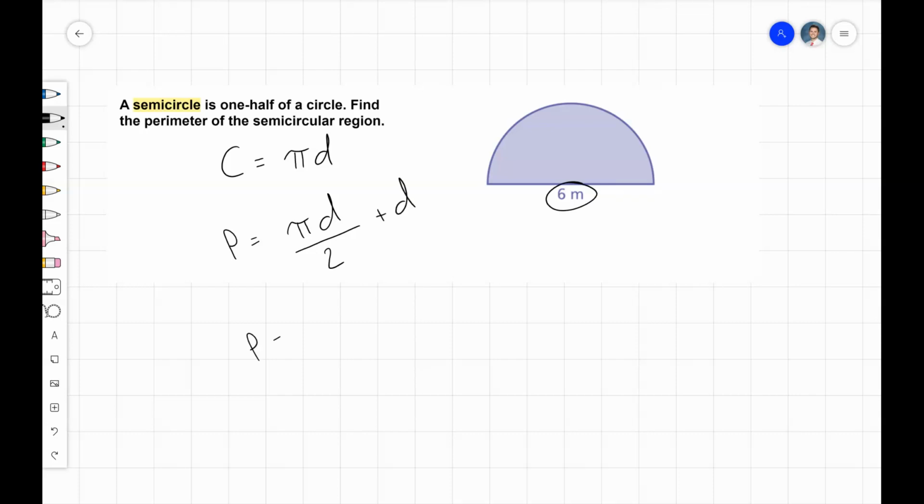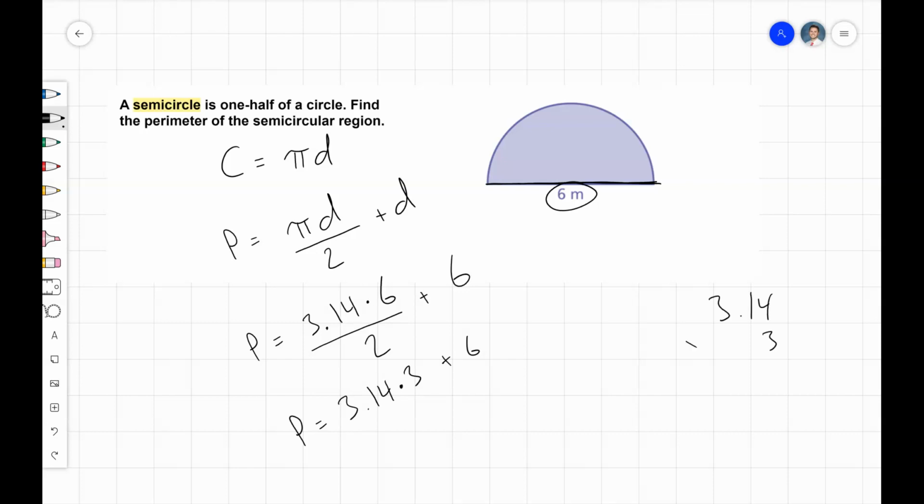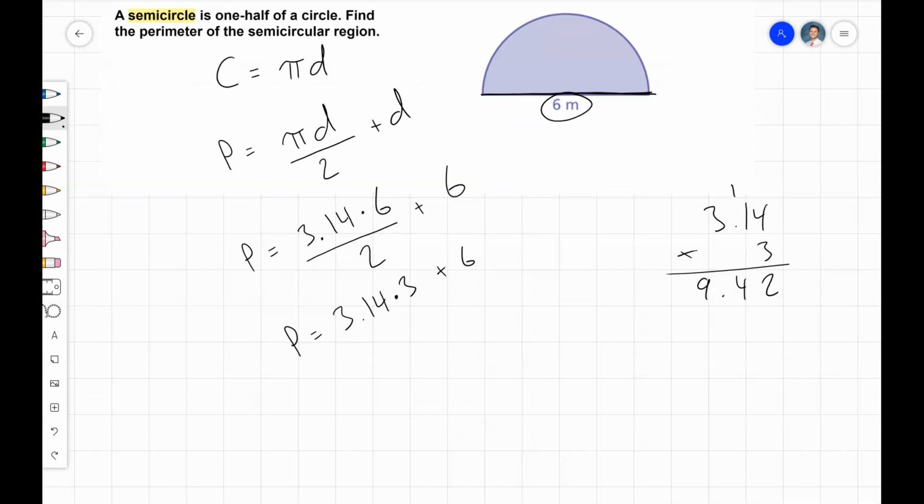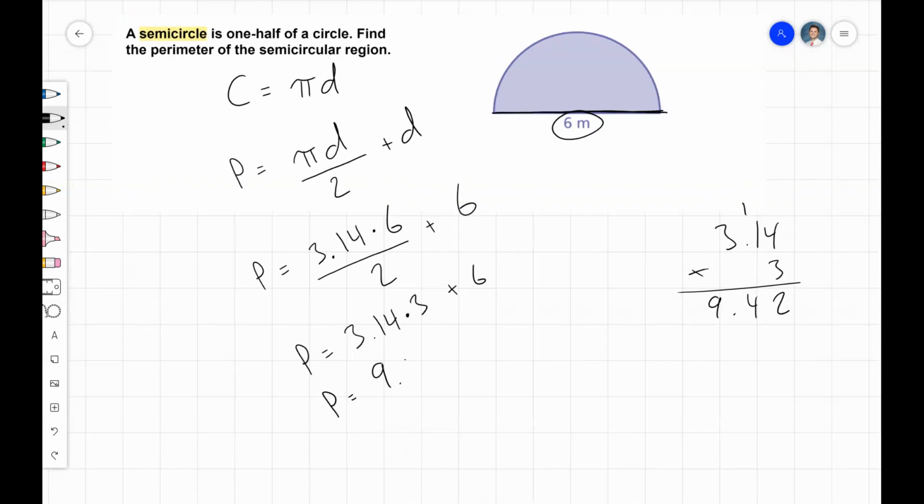So that'll be 3.14 times 6 divided by 2 plus 6. Again, we're adding 6 because that's this piece here that would make up the rest of our perimeter. I'm going to start with 6 divided by 2 here. That leaves me with 3. So now my perimeter will be equal to 3.14 times 3 plus 6. So we get 9.42 plus 6. Our perimeter would be 15.42 meters.